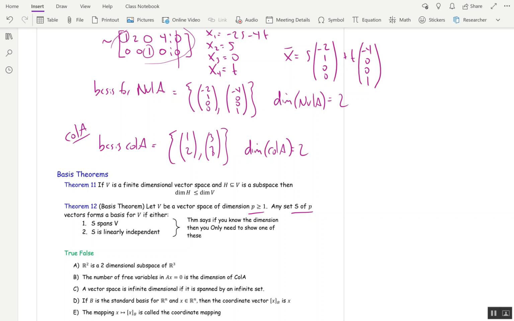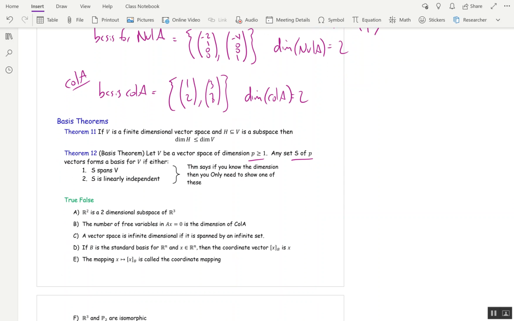All right, so let's go through the true false. R2 is a two-dimensional subspace of R3. By the way, you should pause this, do it on your own, and then come back and see if you did it right. We've already seen that this is false. R2 is not even a subset of R3, so it could not be a subspace. The number of free variables in Ax equals 0 is the dimension of col A. Let's put a false over here, and I'll put a false here because it's the dimension of null A.